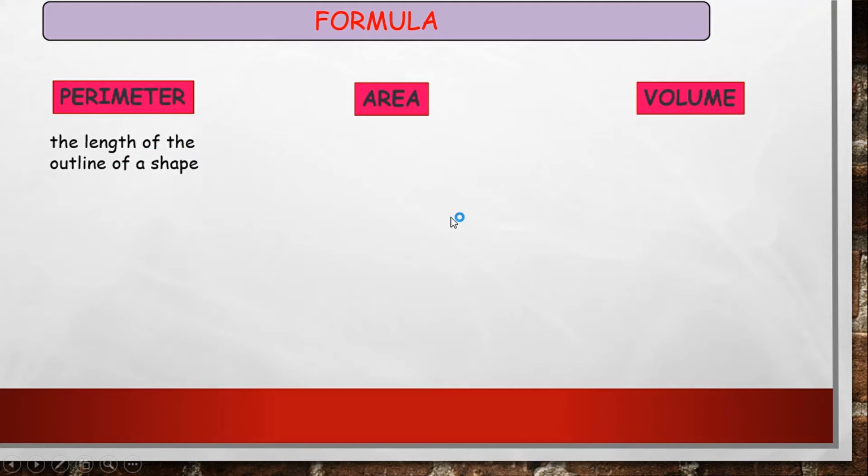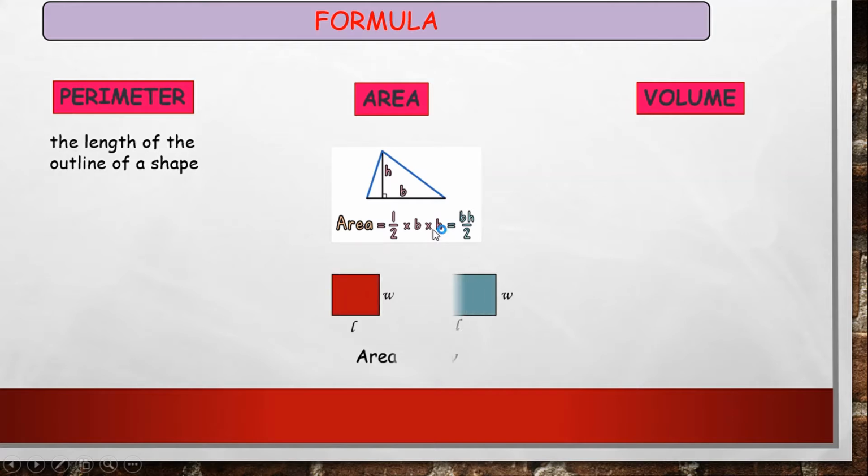And then we go to area. Here we will solve problems involving area, using a triangle and a rectangle. The area of a triangle is half multiplied by base multiplied by height. And the area of a square and rectangle is length multiplied by width.